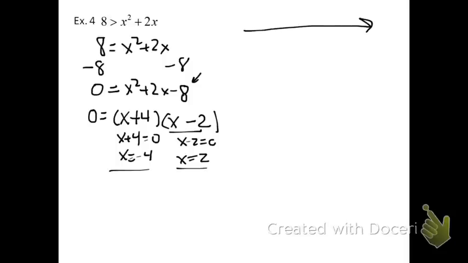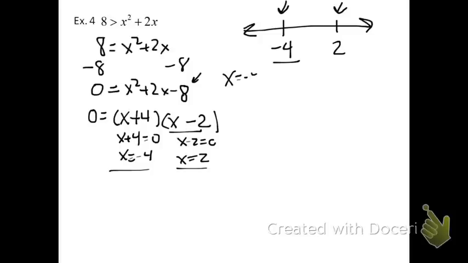Now, let's plot these. These are the zeros on the number line. Here's negative 4, and 2 is over here to the right of it. Now, let's think carefully for a second about what kind of circle we should put on these zeros, whether it should be open or closed. If we plugged negative 4 into this equation, let's see what happens.